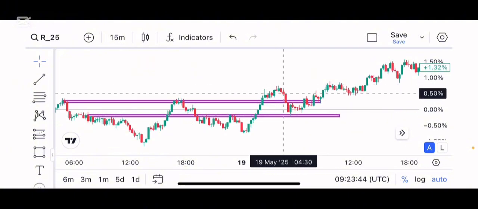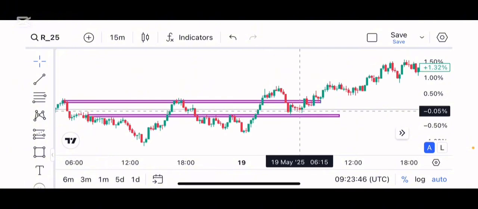zone. So the moment price gets here and starts making buys towards the top, if you go to the lower time frame, you're going to find some kind of support and resistance zone somewhere here where price is going to break through. The moment price breaks through, which will be somewhere around this point, you're going to take your entry.